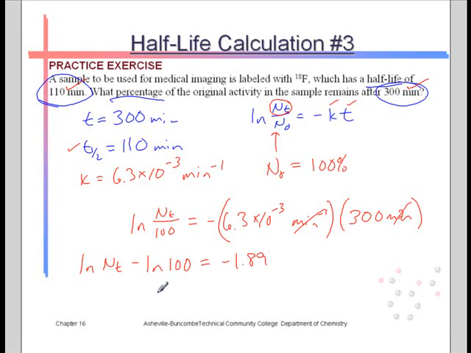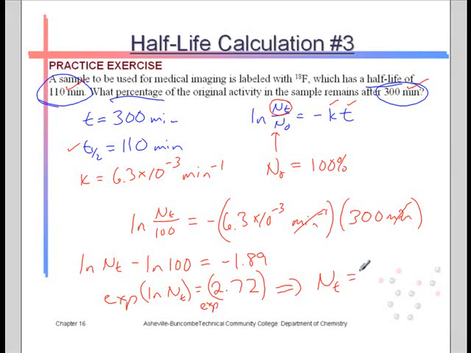To solve for this, let's see, natural log of Nt. Once I take the natural log of 100 and add that to both sides, I'll get 2.72. And then remember, to get rid of the natural log, you take the exponential of both sides. And so the exponential is taken on that side as well. And then what that does is it tells us we have 15.1% of the original sample left over.